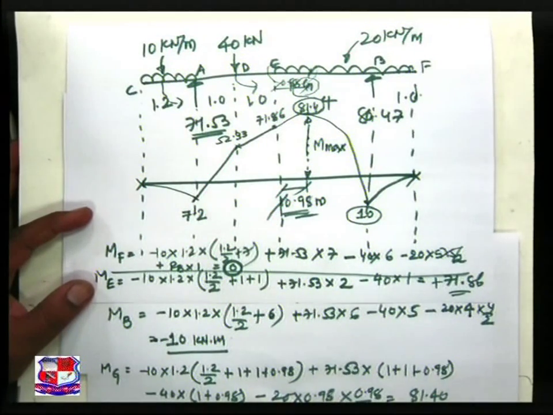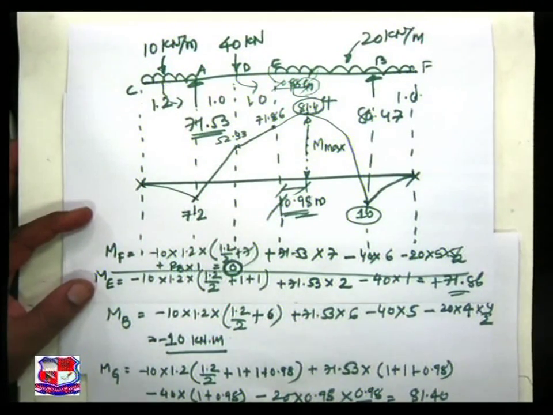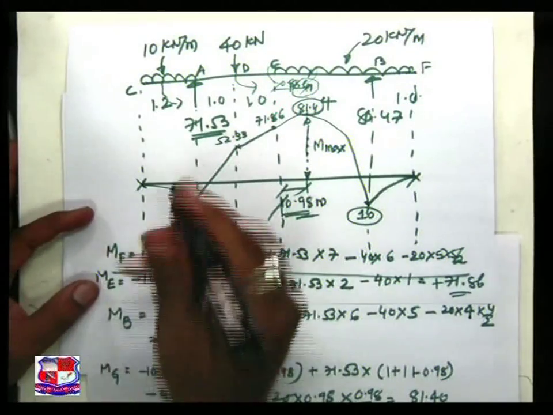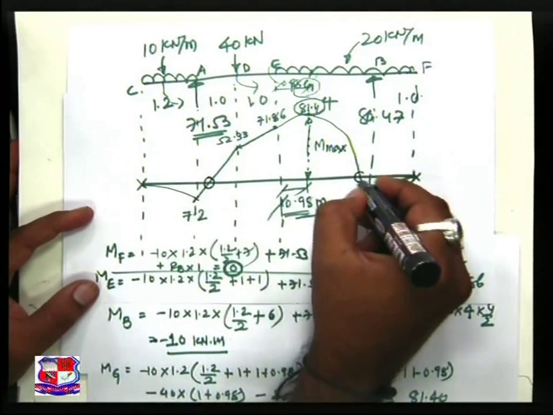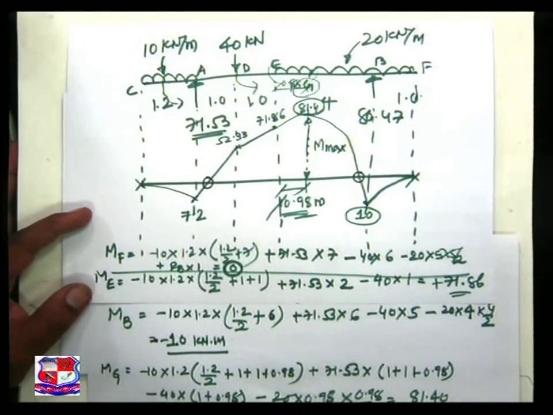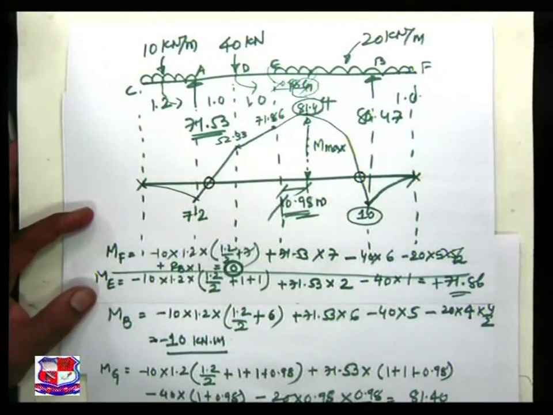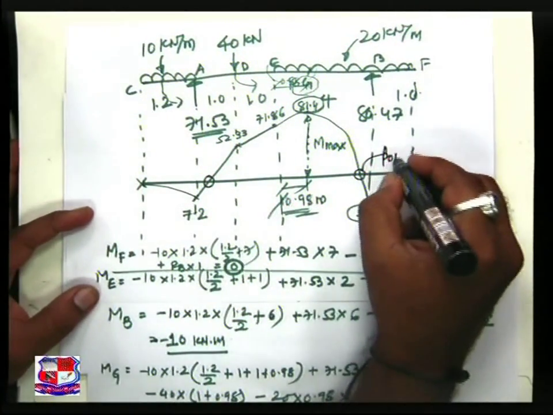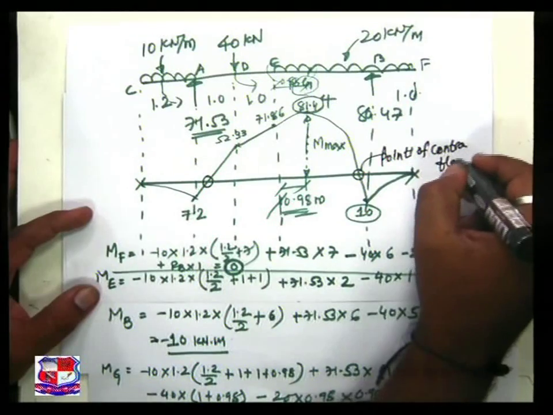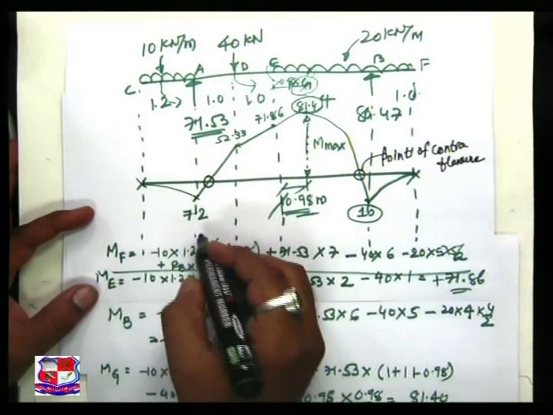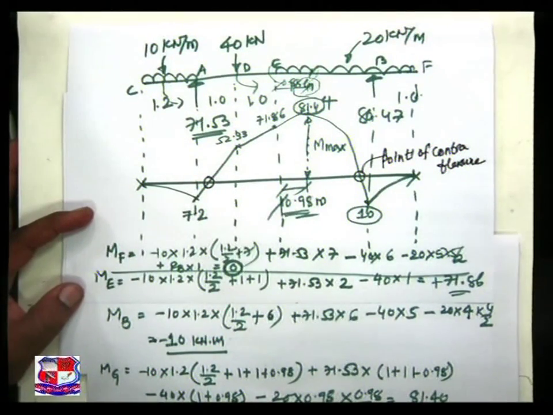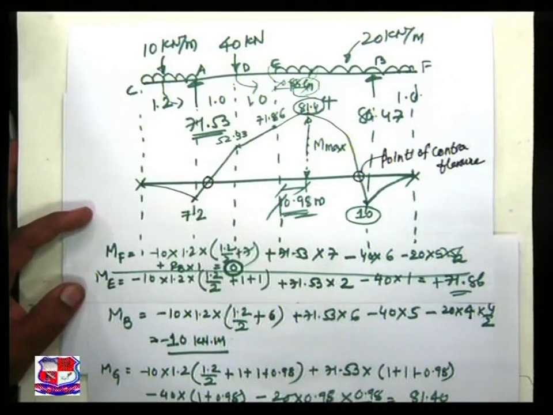Before we proceed further, there are two important things we have to find out over here. I will take this pen. I have to find out one point and the second point. Please recall these 2 points. What is the name of these 2 points? Yes, they are known as points of contraflexure, or points of inflection. Our intention is to find out these 2 points.